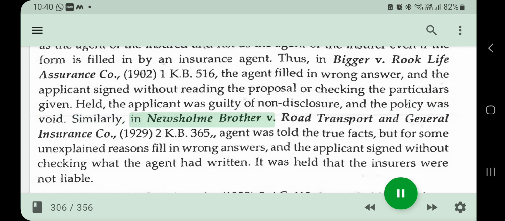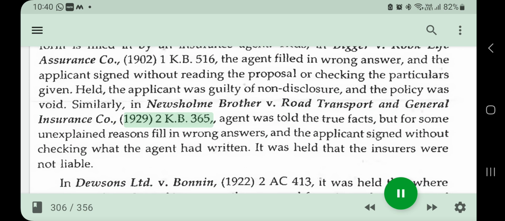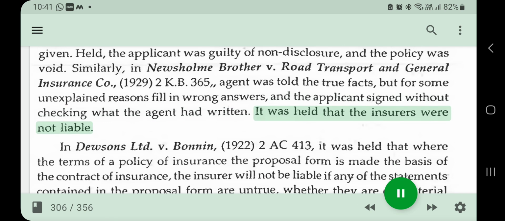Similarly, in Newsholme Brothers v. Road Transport and General Insurance Company, 1929, 2 KB 356, the agent was told the true facts, but for some unexplained reason filled in wrong answers, and the applicant signed without checking what the agent had written. It was held that the insurers were not liable.